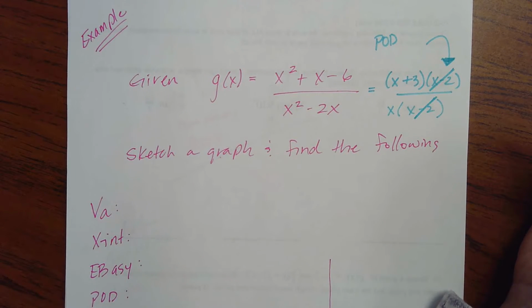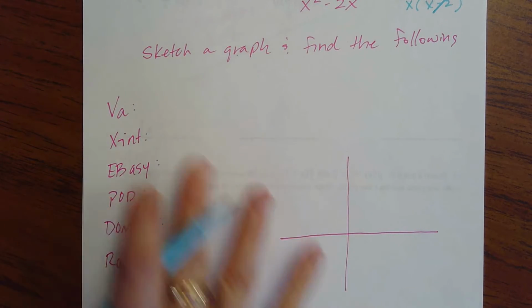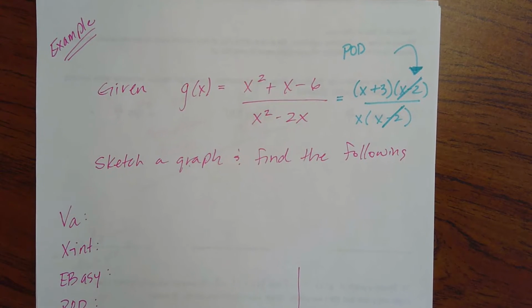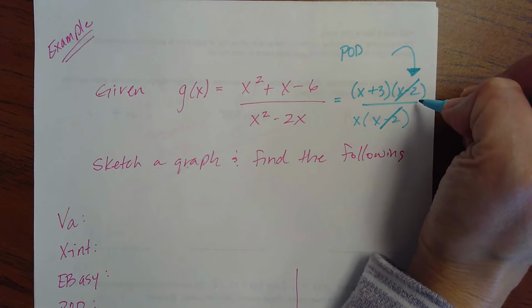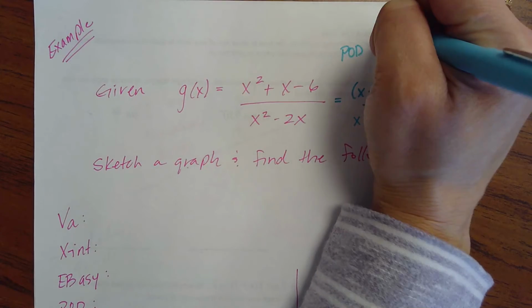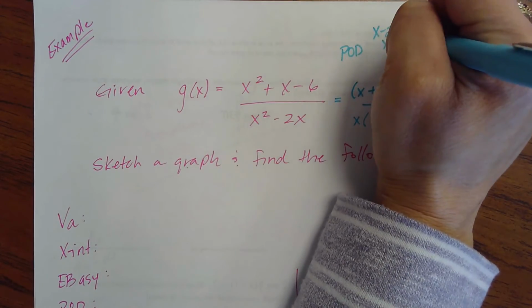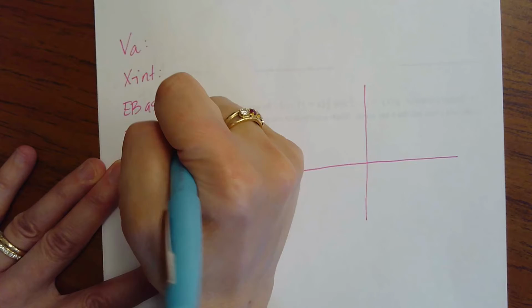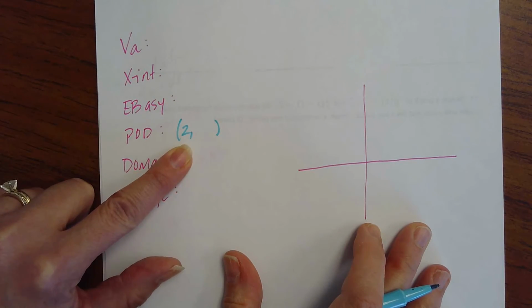So what I want you to be able to do is, number one, find the point of discontinuity, because I put everything on here so you could practice finding everything, but that's one of the things you may be asked to find. The point of discontinuity occurs at the factor x minus 2. So take that factor, set it equal to 0, and solve. I get x equals 2. So what this means is there's going to be a hole in my graph when x is 2.